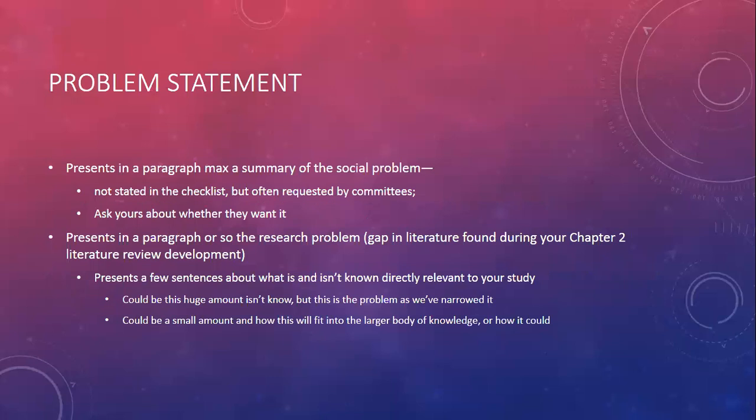It's not meant to be something long, it's meant to be something brief. Often, faculty will want you to include a paragraph that summarizes the social problem. Now, you won't find this on your checklist, but your committees often like that because it gives you a chance to present your social problem and your research problem in close proximity so that the alignment and the clarity of focus of where you're going can be obvious in this section. So if you do that, have a paragraph talking about your social problem, make sure your committee is clear on it and that that's what they want to see.